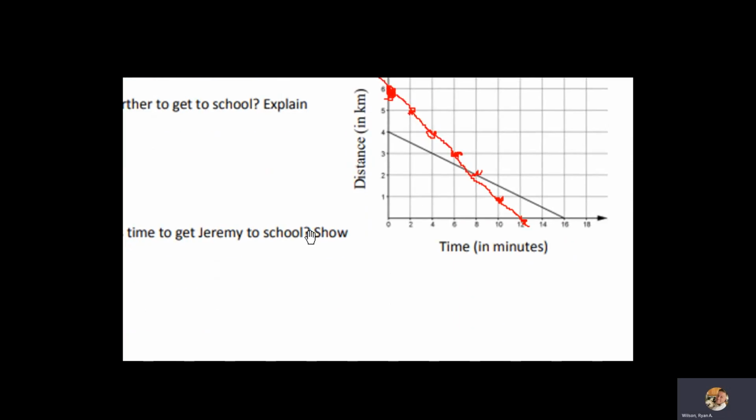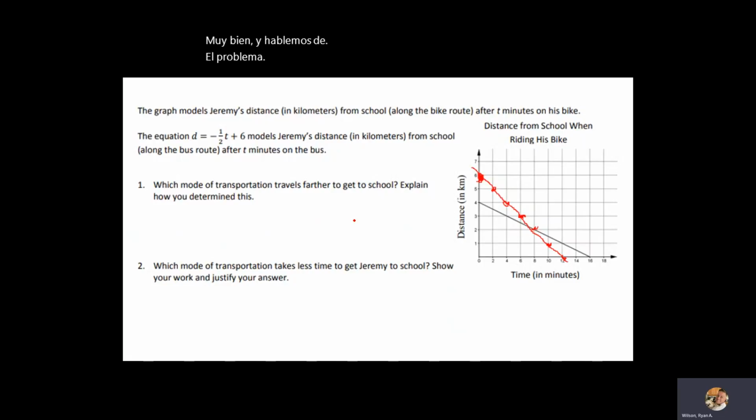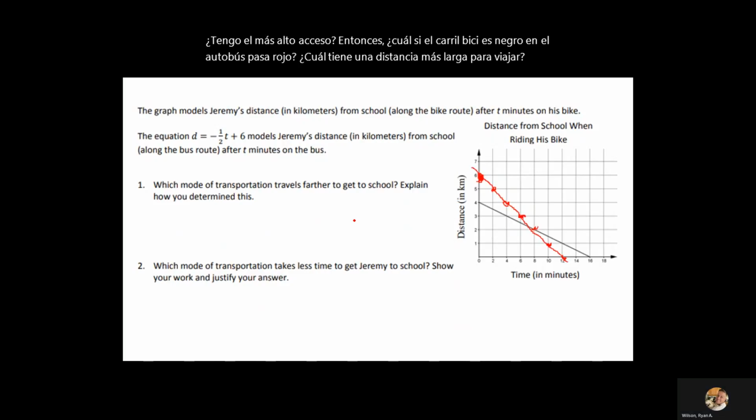All right, and let's talk about the problem. The first question says, which mode of transportation travels farther to get to school? Can somebody tell me, which one travels farther? Is the y or the x-axis about traveling? The y, okay? So what would indicate that the distance is further if we're dealing with the y? The higher up on the y-axis. So if the bike path is black and the bus path is red, which one has a longer distance to travel? Yes, very good. The bus does.